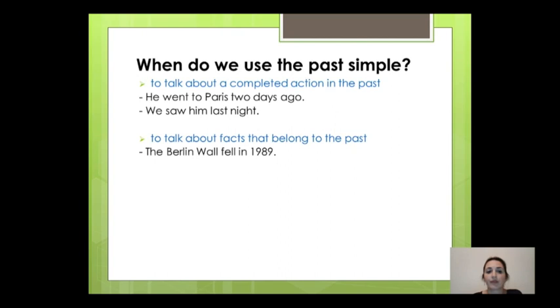For example, the Berlin Wall fell in 1989. Or, John Lennon died in 1980. So, when did the Berlin Wall fall? It fell in 1989, so we know the exact year. Or, when did John Lennon die? He died in 1980.